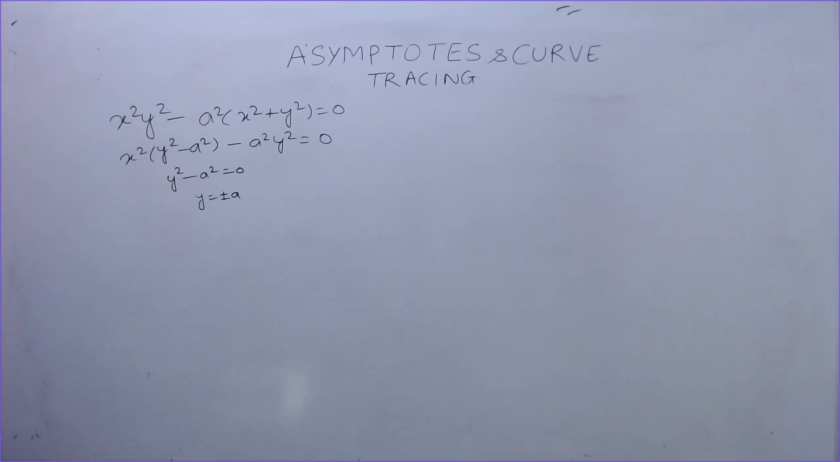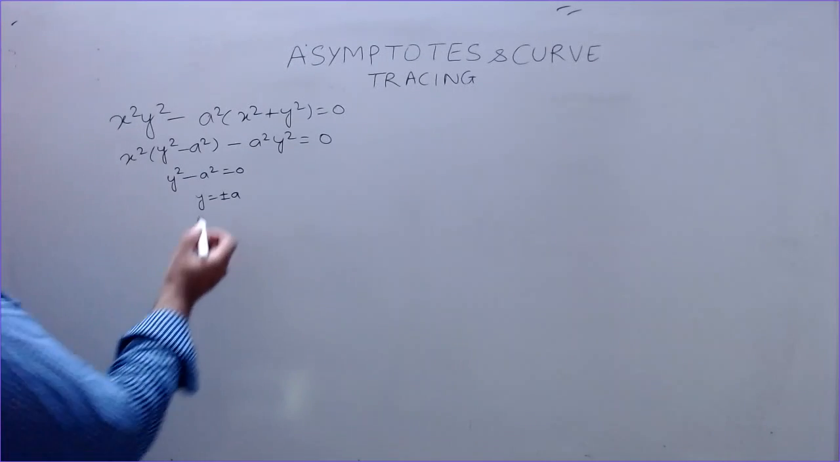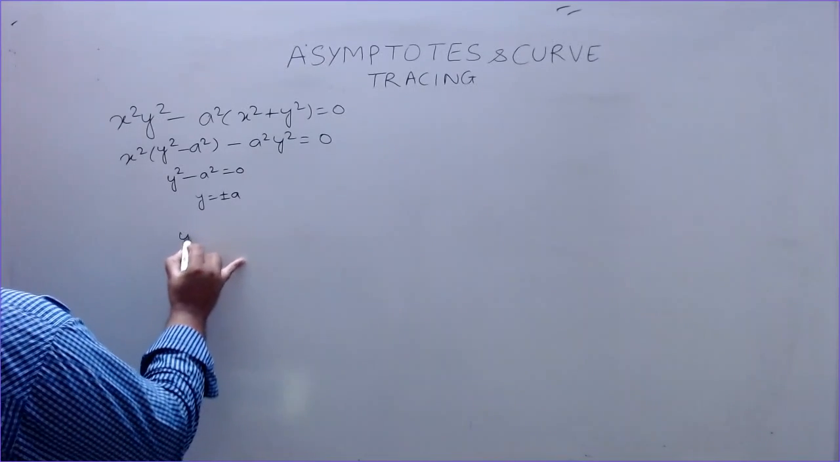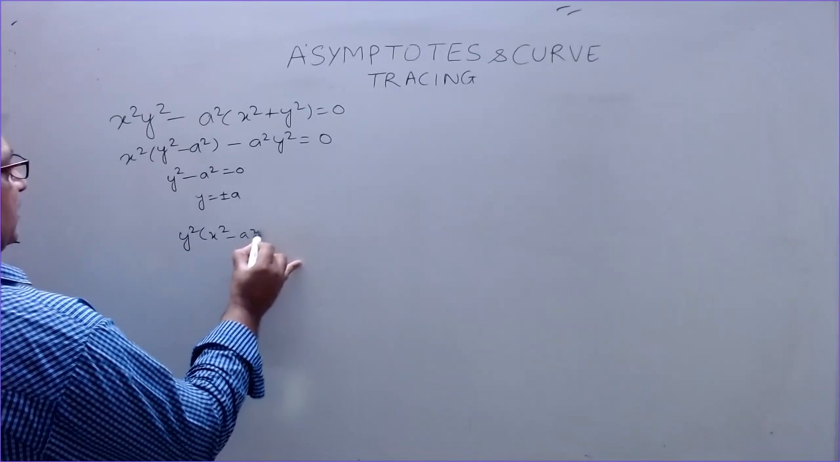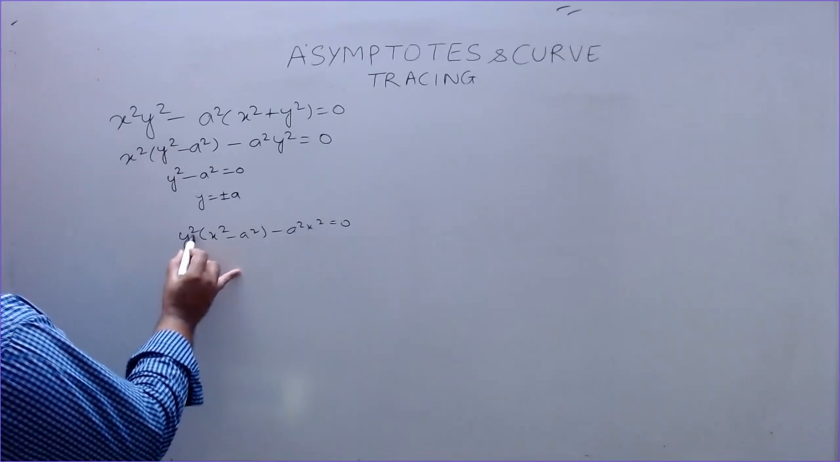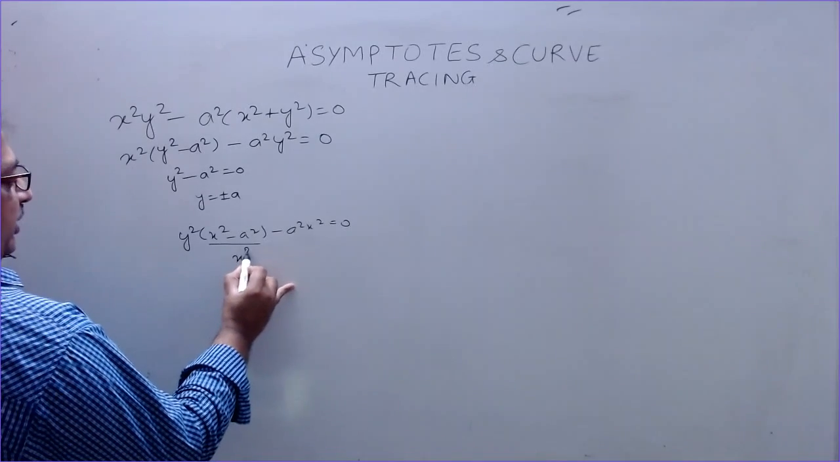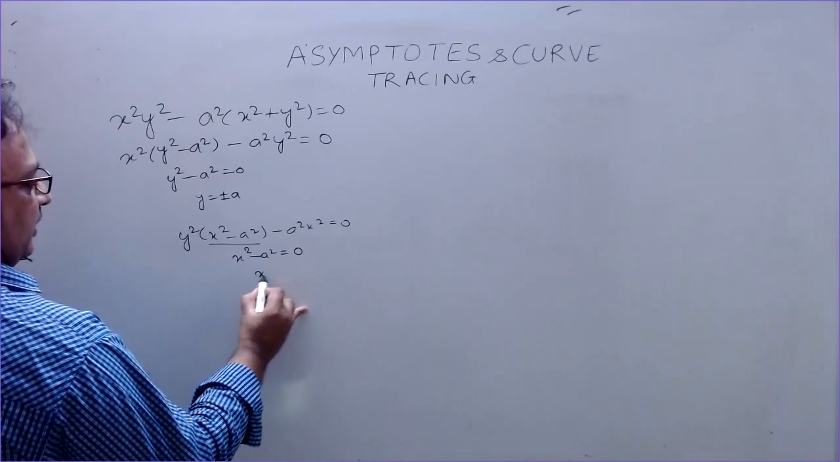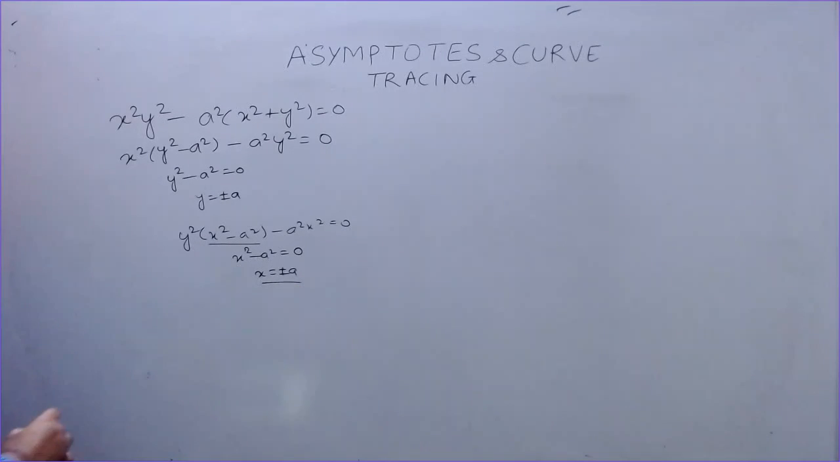These are the asymptotes which are parallel to the axis. So y equals plus minus a gives you the asymptotes parallel to the x-axis. Similarly, I can write the equation in this form: y squared x squared minus a squared x squared equal to 0. The coefficient of the highest degree term of y is x squared minus a squared. Putting this equal to 0 gives x equals plus minus a. So these are the two asymptotes which are parallel to the y-axis.